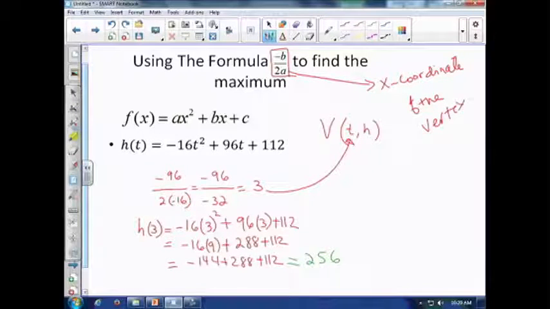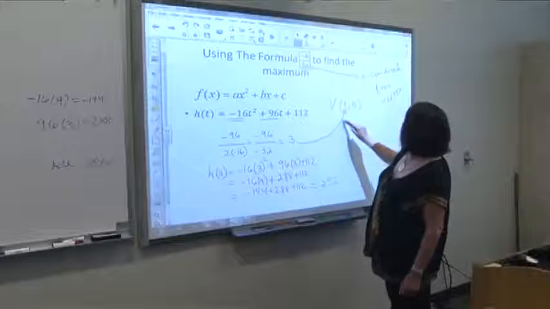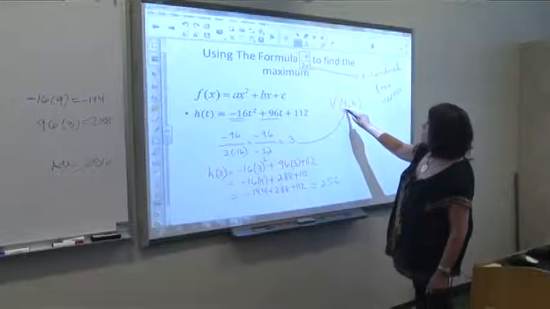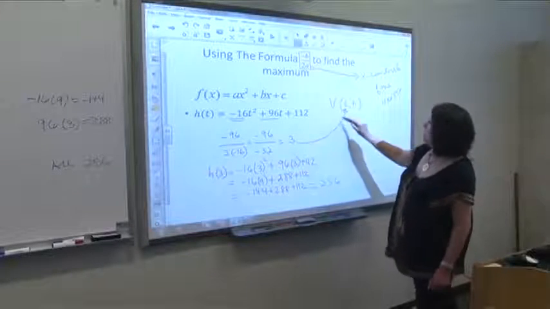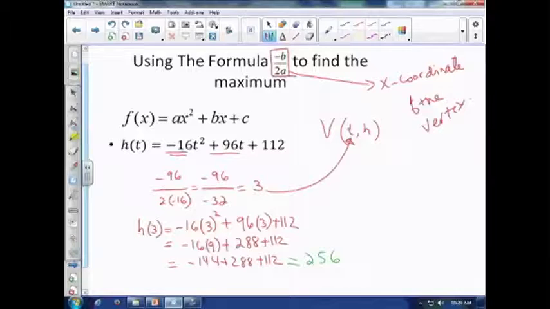Okay, and so as you know, h of t is in the form f of x equals ax squared plus bx plus c in the standard form. And so your b is 96. So if you take negative b, which is negative 96, over 2a, 2 times negative 16, that's negative 96 over negative 32, and that gives you 3. Notice that 3 is the x-coordinate of the vertex. So after 3 seconds, it will reach a maximum. So it's v of 3 and what?